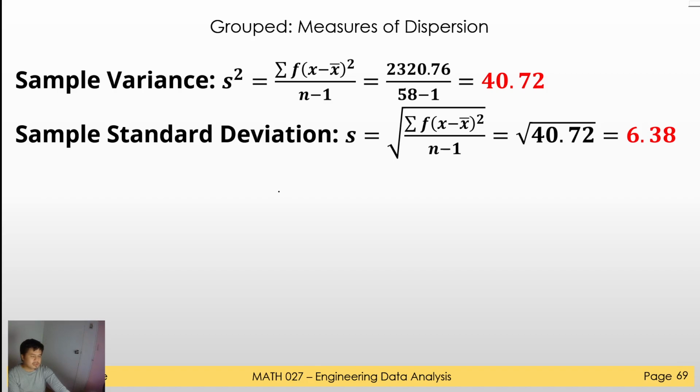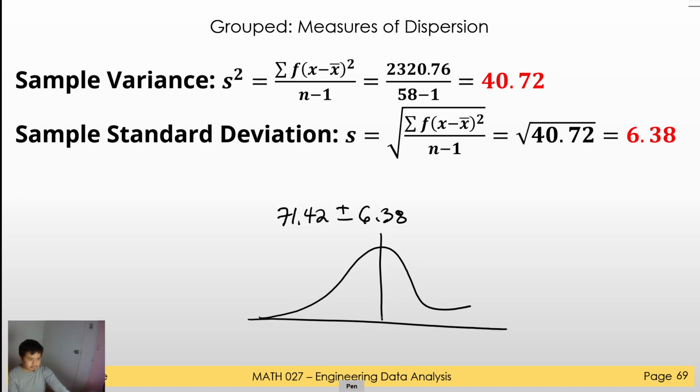Assuming this is a normal distribution, our data will lie between 71.42 plus or minus 6.38. Meaning if this is a normal distribution and this is our mean, 71.42, then this will be 71.42 minus 6.38, and this will be 71.42 plus 6.38. The majority of our data is in between, approximately 68% in this portion. So that is the spread of your data.